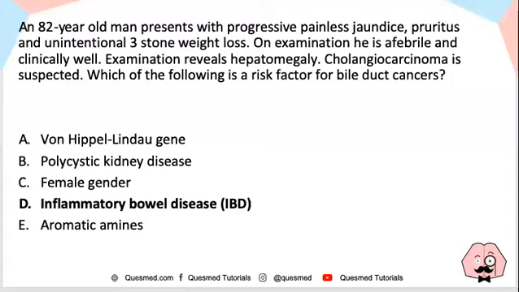Male gender is a risk factor for cholangiocarcinoma rather than female gender. And aromatic amines are an occupational risk factor for transitional cell carcinomas of the bladder. And again, this is quite a typical medical school exam question.